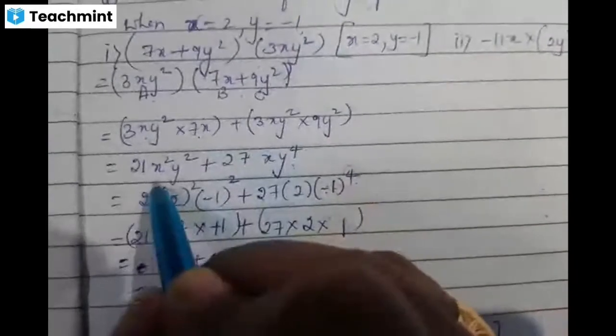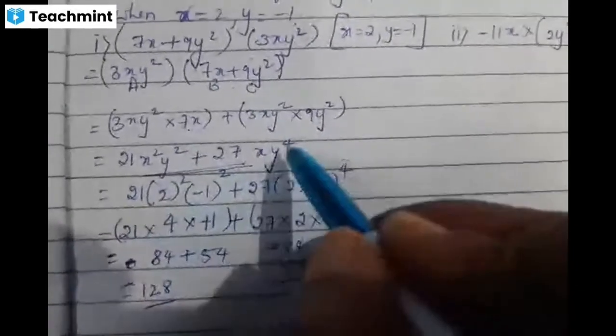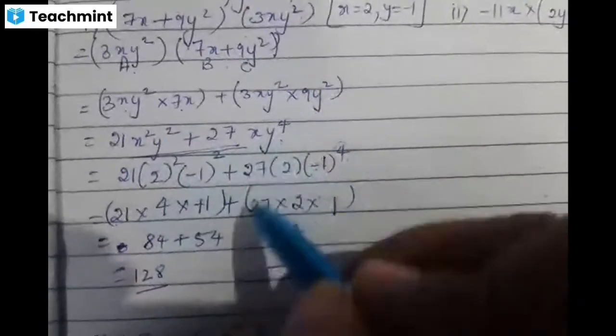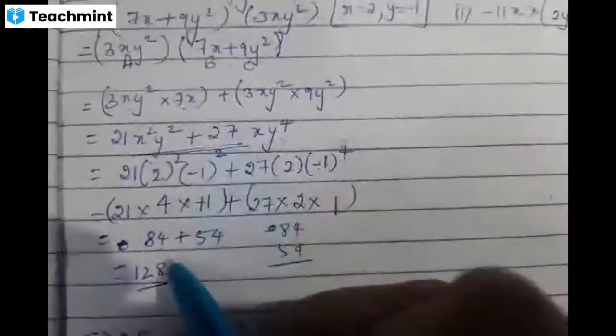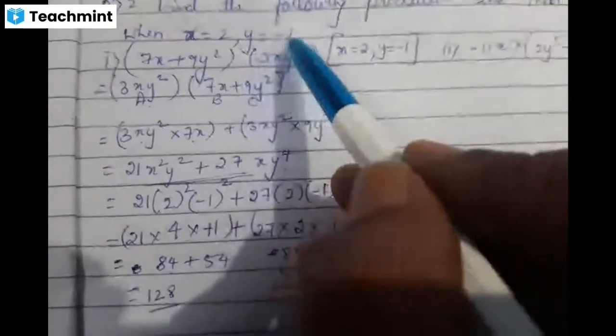Here you get the first answer. This answer will be evaluated. That is, only the right hand side we have to verify. That is, you will get the answer by substituting x is equal to 2 and y is equal to -1. Next is question number 2.